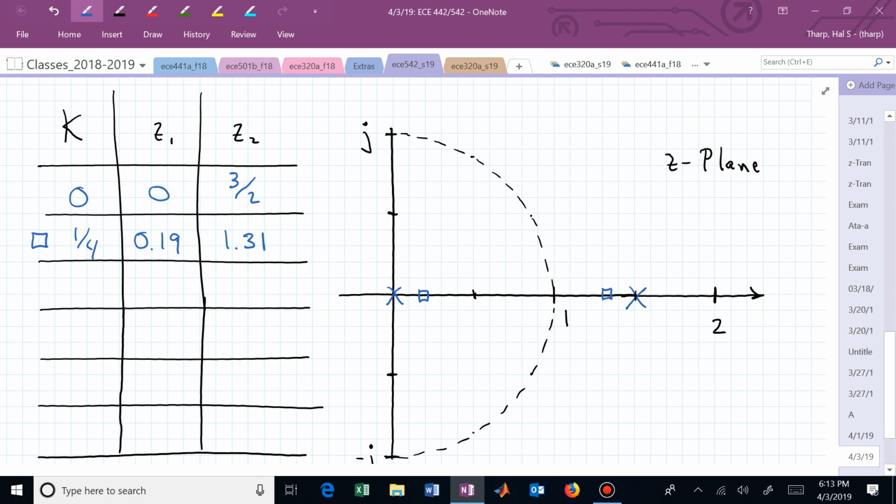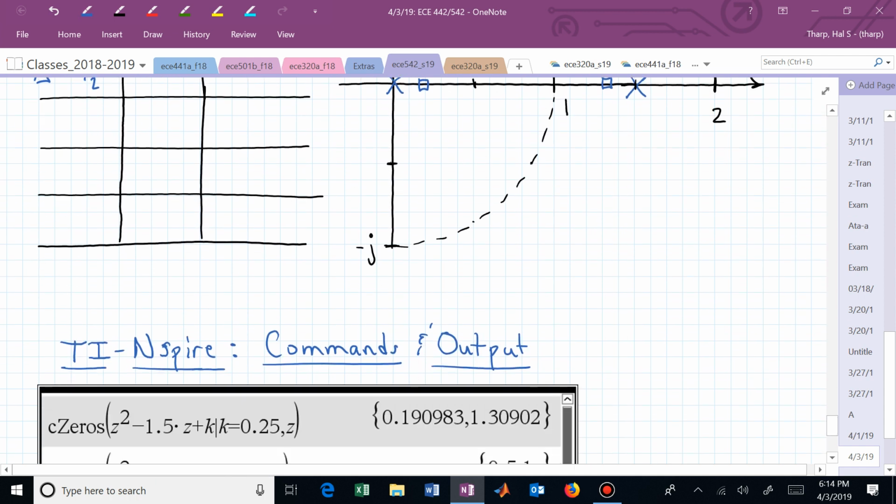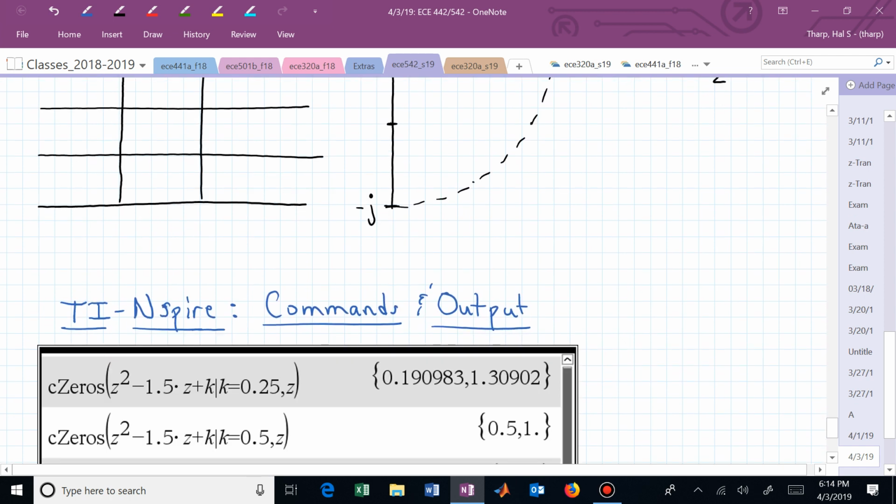So now what do I want? Let's look at a different value of k. Let's not get too crazy with the values. Let's look at k equal to 1/2, and let me label that as a triangle. If I did that, it's pretty easy with some calculators. You just copy that formula down again, remove the 2 and the 0.25 and hit enter, and boom, your answer's right there. 1/2 and 1. That's now where my closed loop poles would be if k was equal to 1/2.